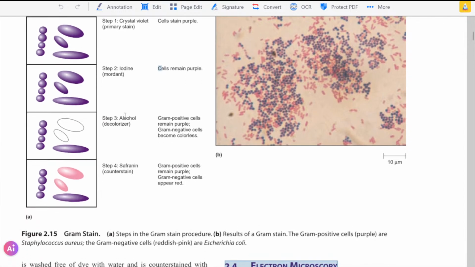But step 3, when you put the alcohol decolorizer, you want to remove that stain. So that's where the difference comes from. The gram positive cell remains purple because they don't lose their stain, while the gram negative cells become colorless. Can you see the difference between these? You will be saying that they both look similar, so they must have similar cell walls, but no. This is gram positive and that one is gram negative. When you put safranin as the counterstain, gram positive cells remain purple, while the gram negative cells appear red. Means pink. Why do they use the word red? I don't get it.